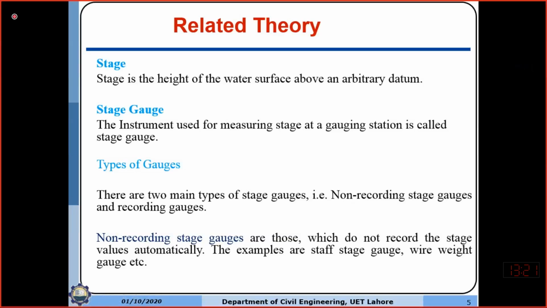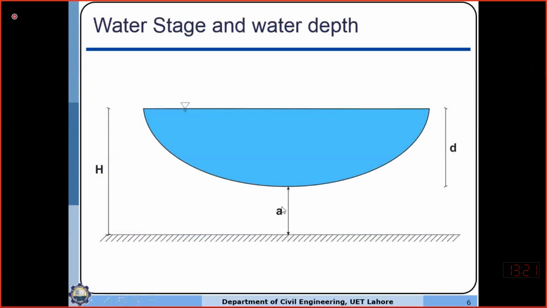Stage gauge is the instrument used for measuring the stage, and remember this, that if we take the datum as the channel bed, then the stage and the depth will be the same. And when we talk about depth, it is the average depth of flow, because within a channel you can see that at different places depth may be different. So we take the average depth of flow in this case.